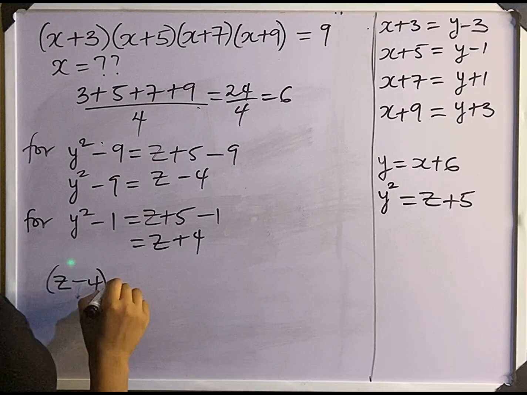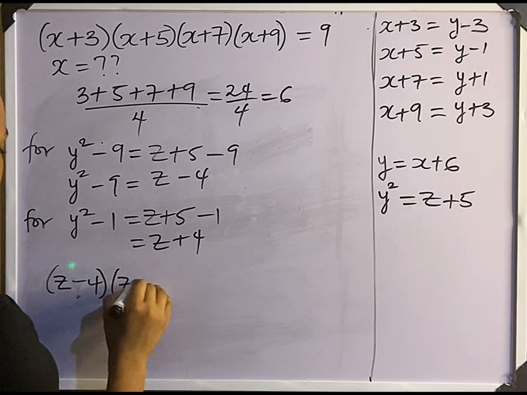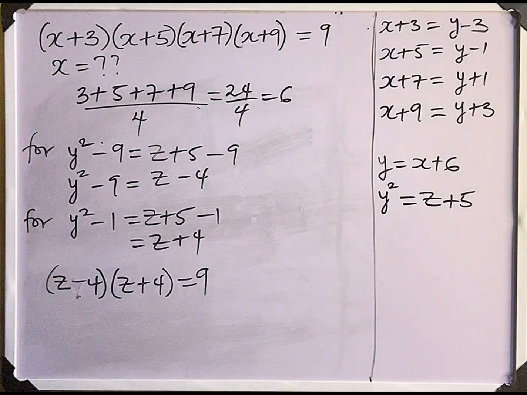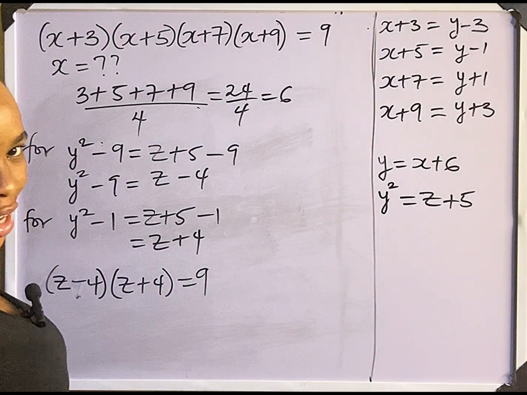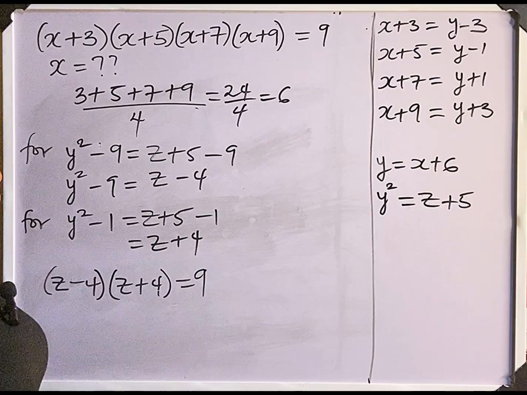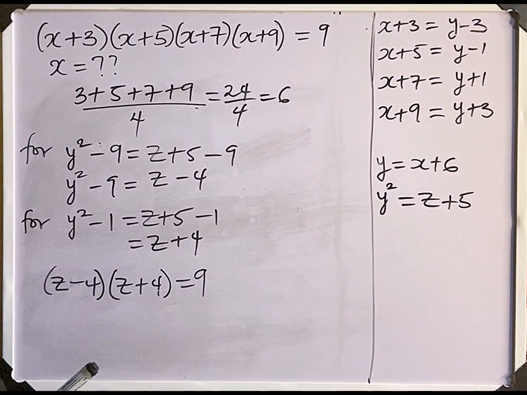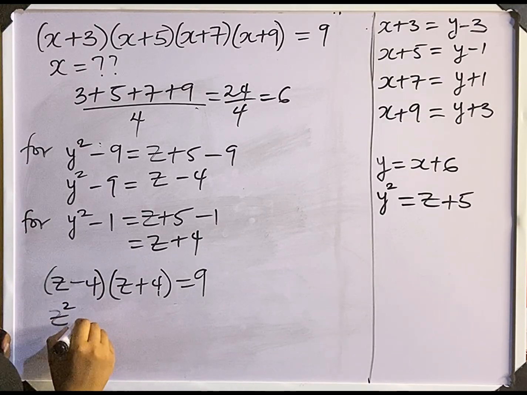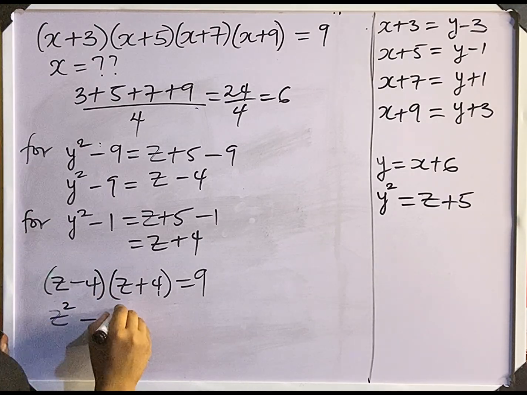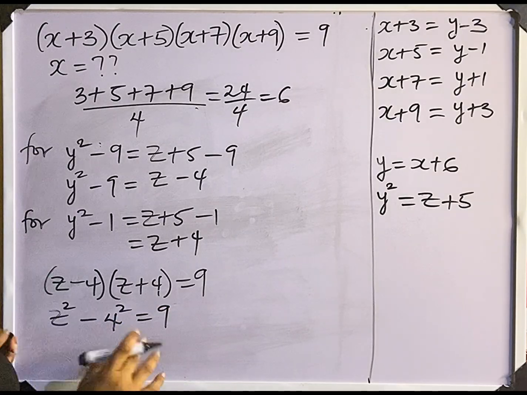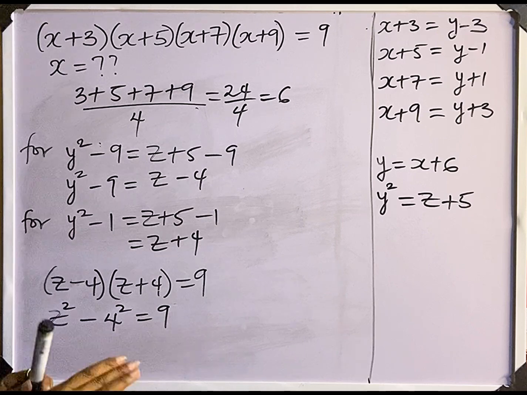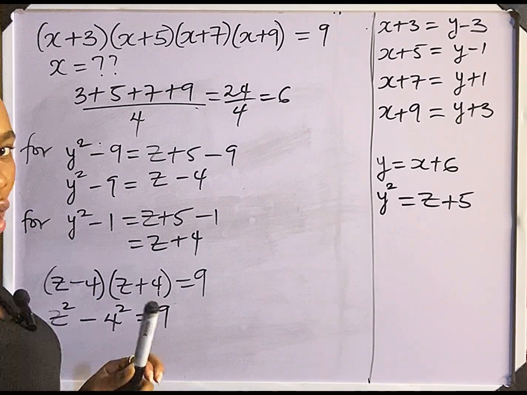Minus 4 into brackets z plus 4 equals 9. Now you can see that we have been able to reduce it further to a more simplified form. So now we can put this in our difference of two squares form. So recall, this becomes what? z squared minus what? 4 squared equals 9. So you see we now have a quadratic equation, which will be much easier to solve.